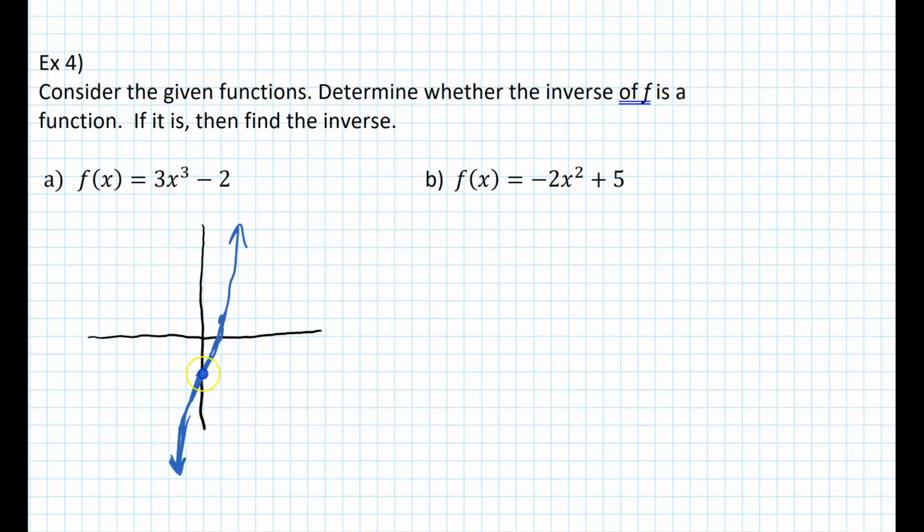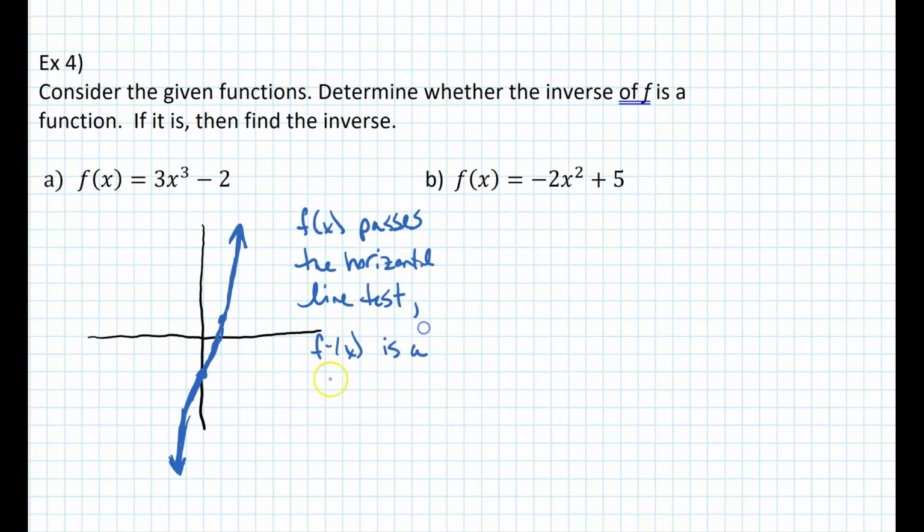Right, so again, use the information you already know. We've done transformations. We've done them on cubes, so we know what it looks like. So can we tell? Is the inverse going to be a function? Yes, and that's because this passes the horizontal line test. So f of x passes the horizontal line test. Therefore, f inverse of x is a function.